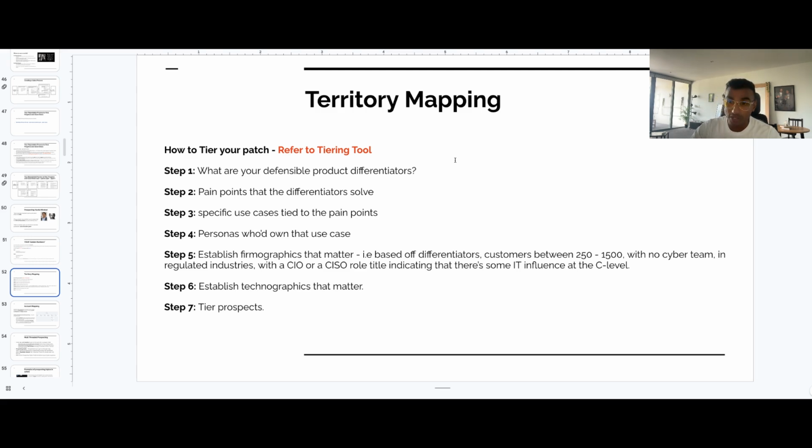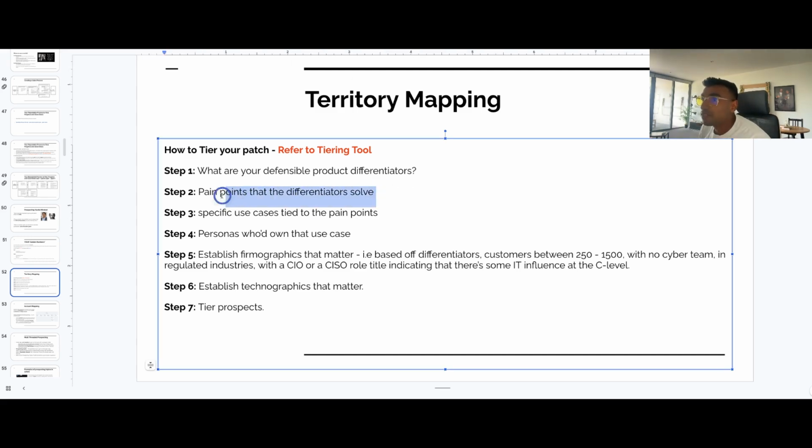So it's very important to understand what your defensible differentiators are as a company, because everything kind of flows off the back of that, right? The next thing that comes off the back of knowing what your defensible differentiators are is the pain points that your differentiators solve. Now, I'm giving you some theoretical stuff here.